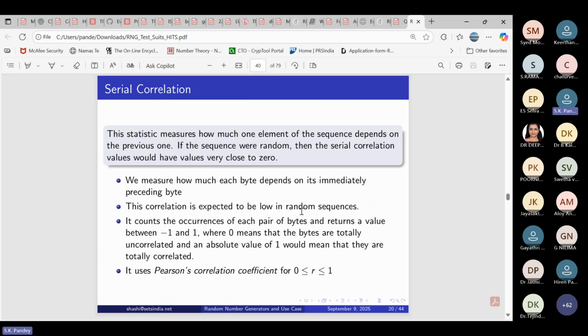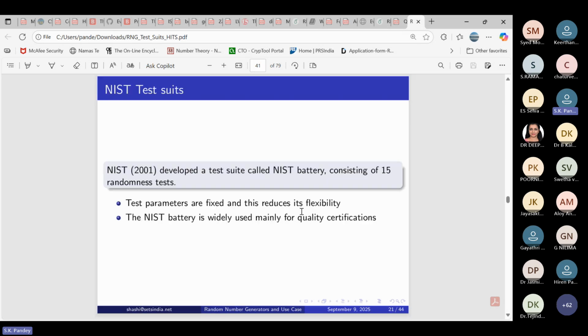Serial correlation is about how independent the immediately preceding bytes are. To do that testing, they use the Pearson correlation coefficient, from the first byte to the next byte, like that. If it is close to 1, then it is correlated. If it is close to 0, it is uncorrelated. The correlation coefficient theory is well known, so based on that, they are able to find out whether the generated binaries are correlated.